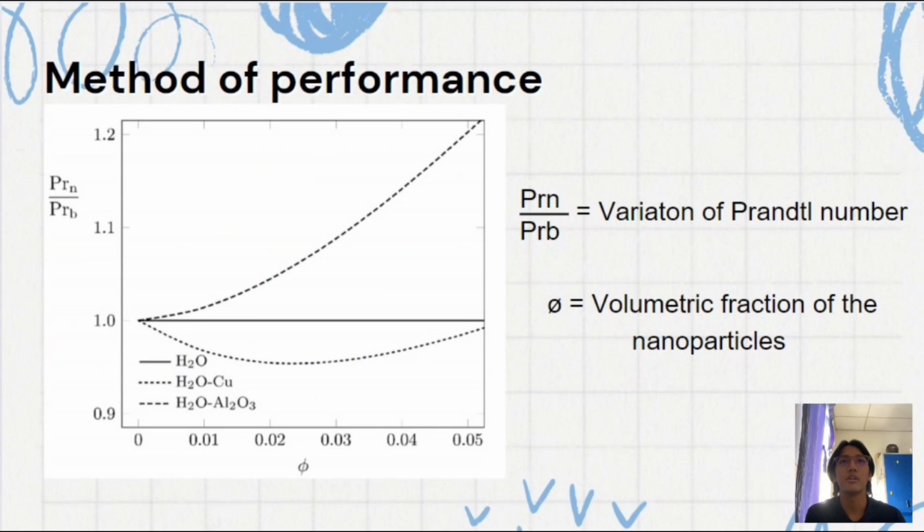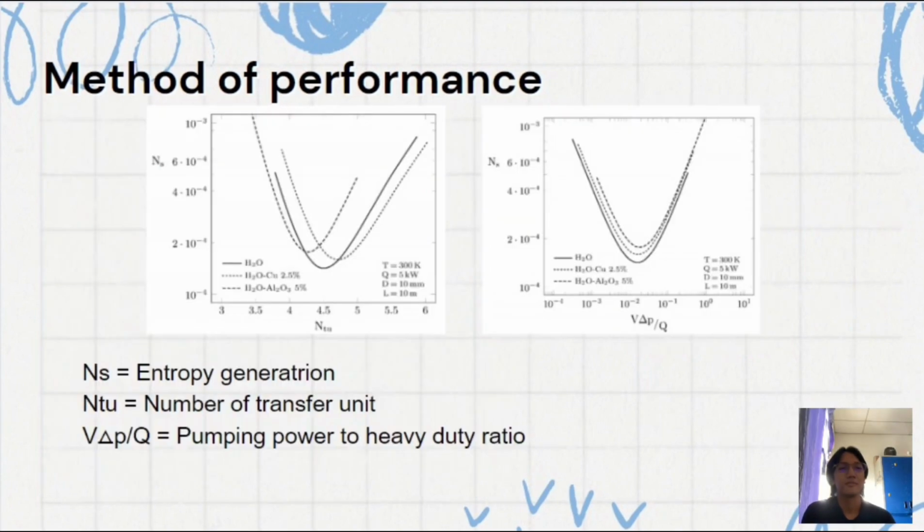Whereas Prandtl number lower than 1 means it diffuses heat very quickly, while Prandtl number higher than 1 indicates low thermal diffusivity. As we can see from the graph, the fluid that was enhanced with a certain amount of copper nanoparticles has a Prandtl number lower than 1, and the fluid that was enhanced with aluminium oxide has a Prandtl number higher than 1.